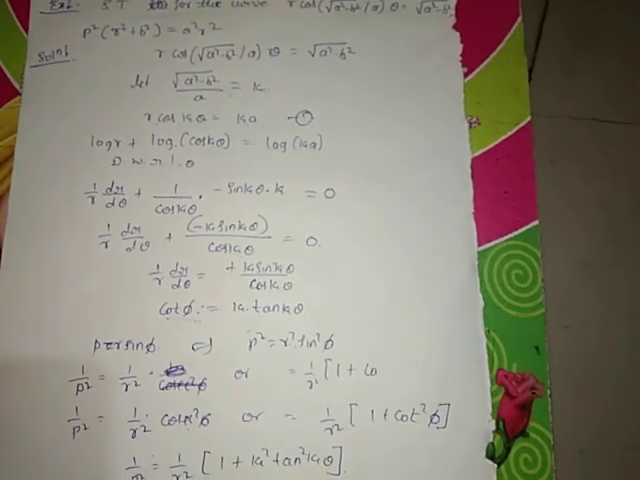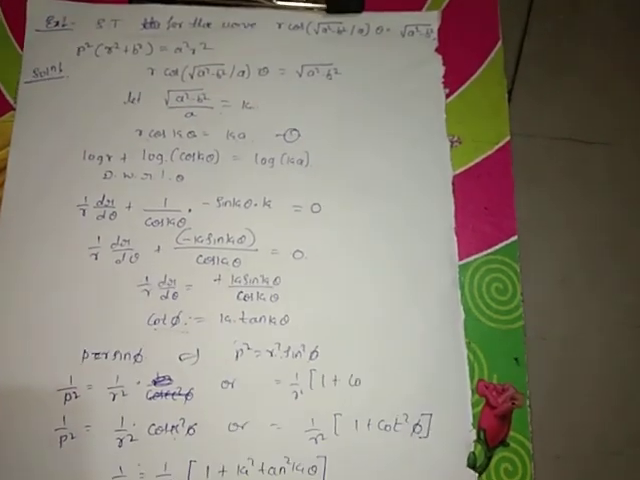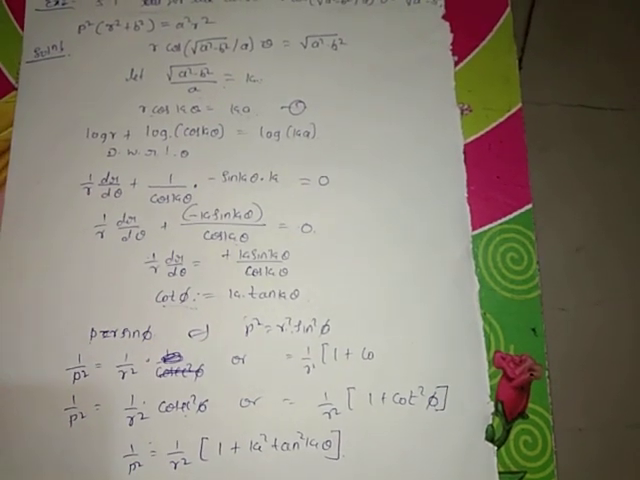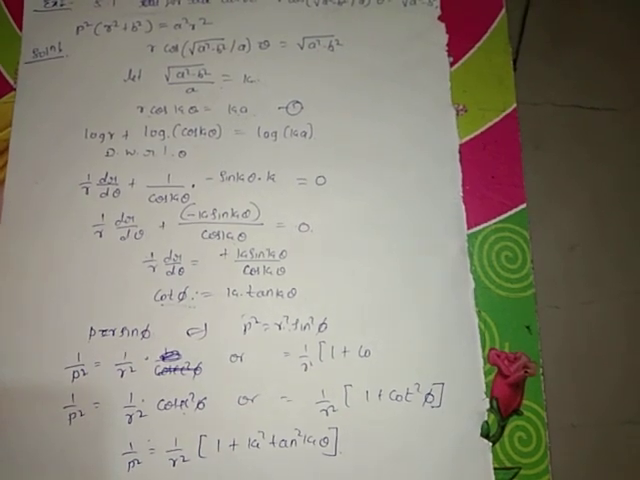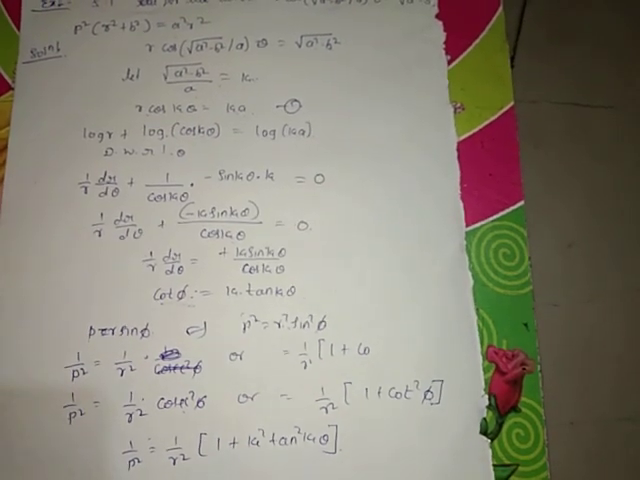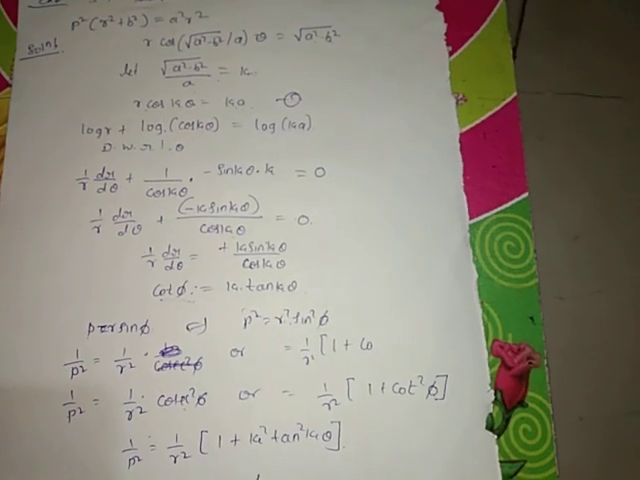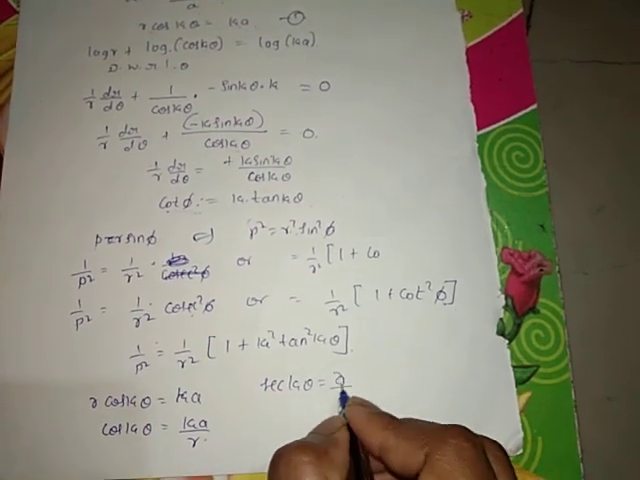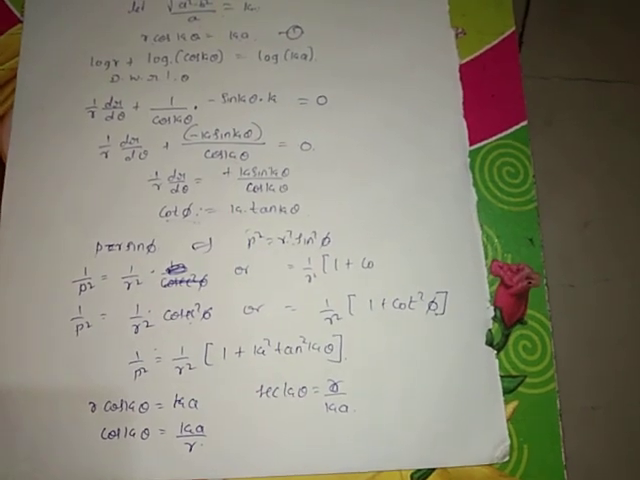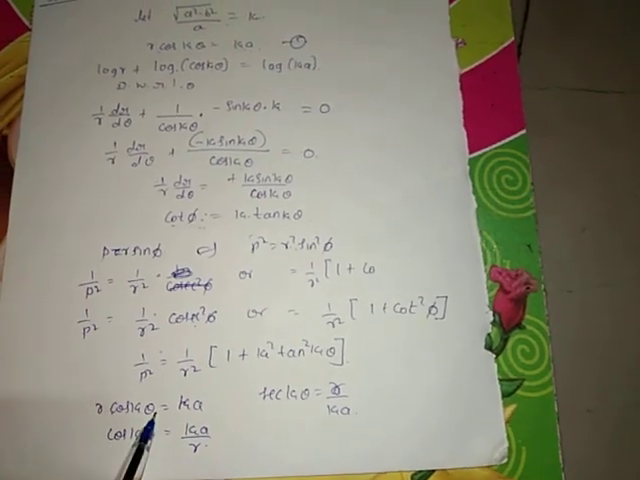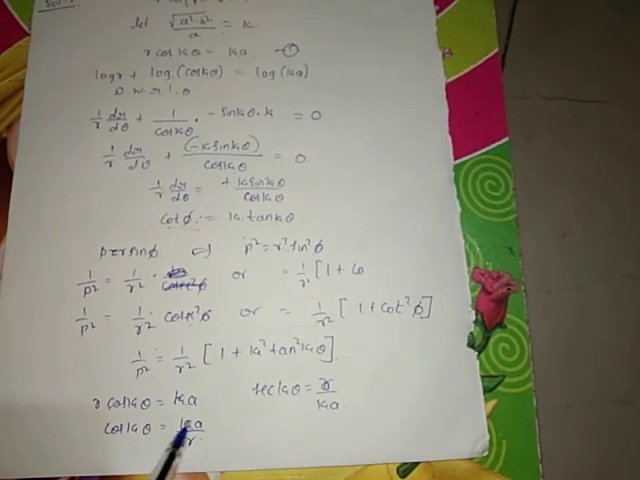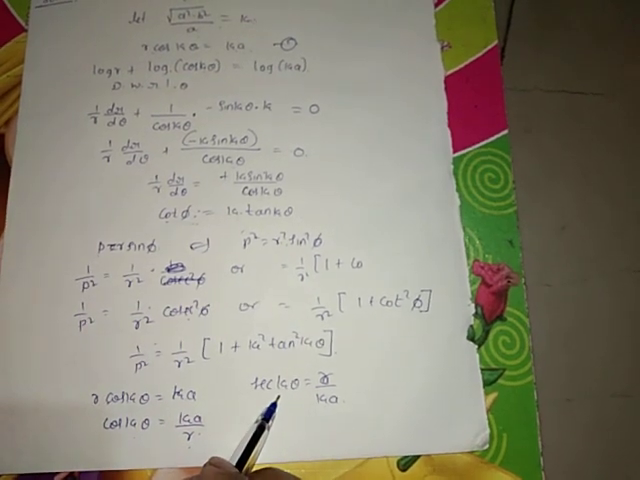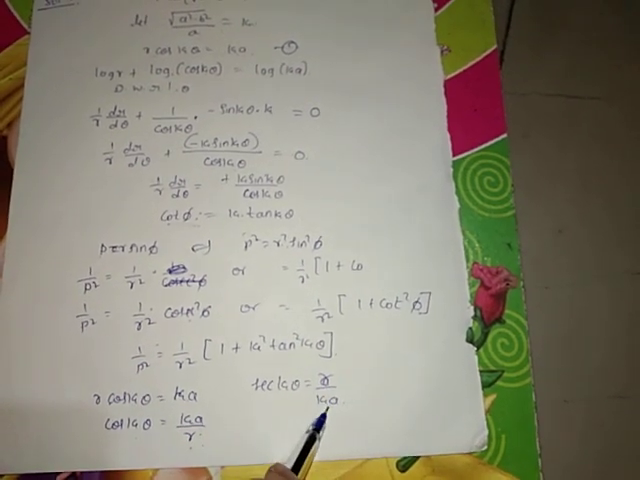Now from the given equation, r cos k theta equal to ka, so cos k theta equal to ka divided by r. Take the reciprocal. Reciprocal of cos is sec k theta, and reciprocal of ka by r is r by ka. So sec k theta equal to r divided by ka.